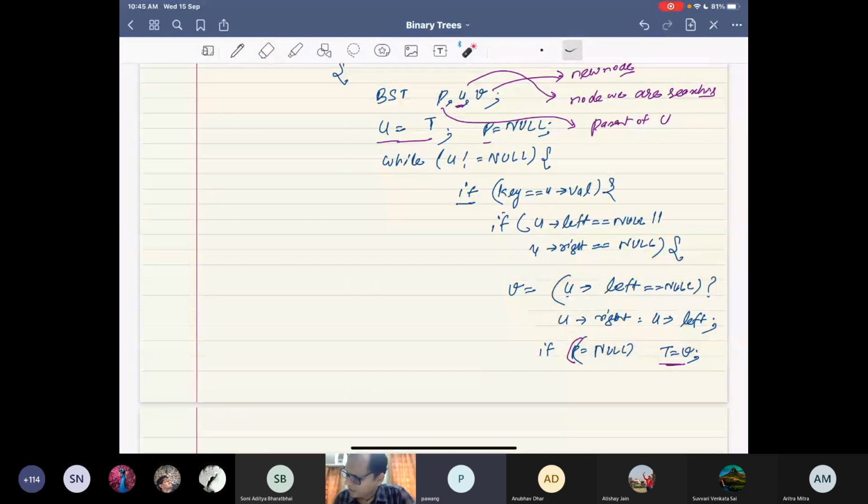What is happening here? If the left child is null, you will put inside V the right child of U. Otherwise, if the right child is null, you will put the left child of U. And even if it doesn't have any child, fine, that is null, so then this becomes null itself. And if the root was deleted, that means your root is null. Is that part clear?